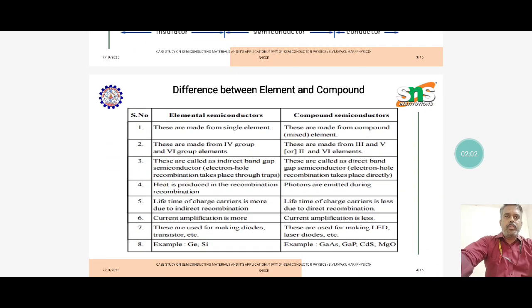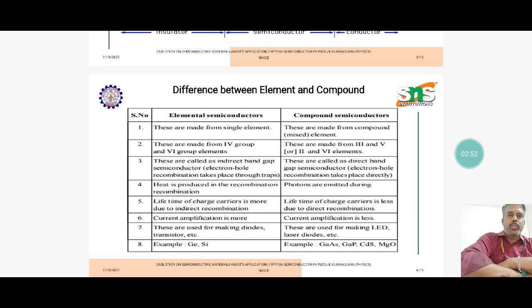Next, we discuss properties in the form of elemental and compound semiconductors. An element is a single material, and a compound is made by adding multiple materials. In our periodic table, the fourth group elements are called elemental semiconductors, but compound semiconductors are from the third and fifth groups or second and sixth. The elemental semiconductor is an indirect band gap semiconductor, whereas the compound is a direct band gap.